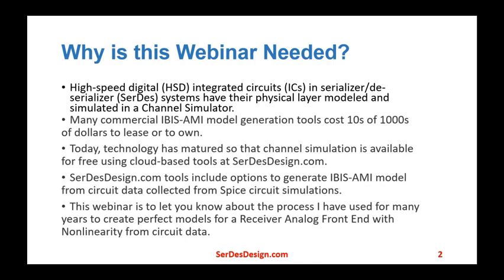Included with the SerDesDesign.com tools are options to generate IBIS-AMI models from circuit data collected from SPICE circuit simulations. This webinar is to let you know about the process I have used for many years to create perfect models for a receiver analog front end with nonlinearity from circuit data.